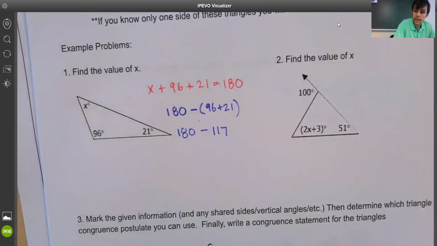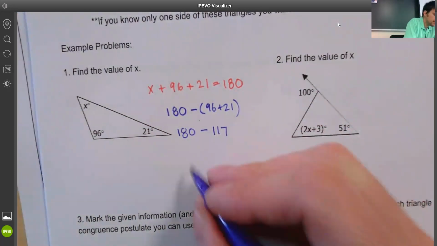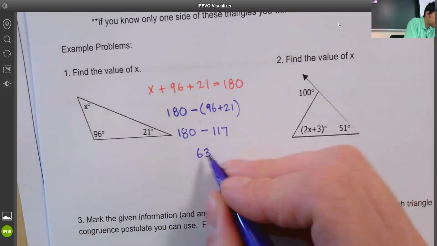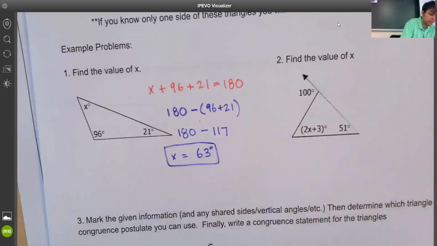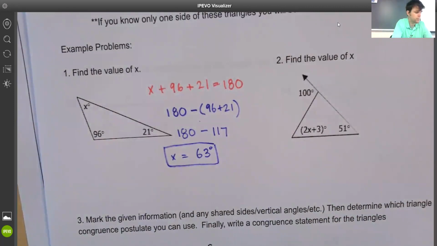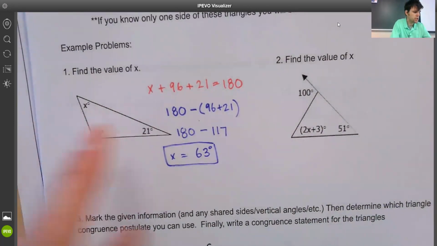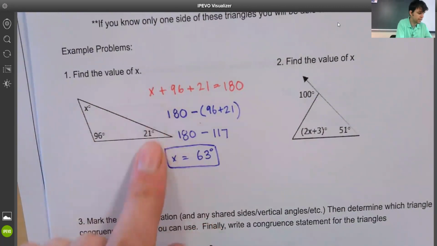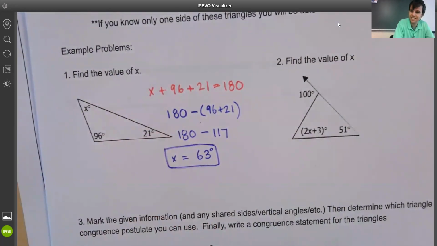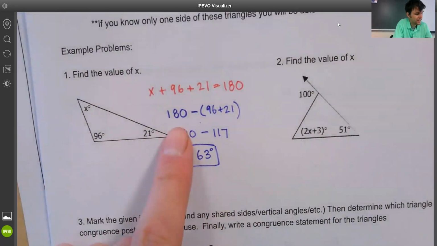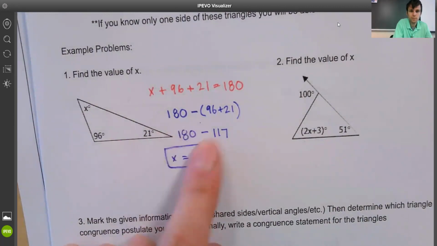So then I need to do 180 minus 117. And so that leaves x to be 63. X is going to be equal to 63 degrees. We're talking about the measurement of an angle. Again, a couple different ways to go about it. Perhaps if we had some variable expressions rather than specific angle measurements, we may want to set up an equation. But since we're dealing with specific measurements, it's probably a little bit easier to go with this one right here.